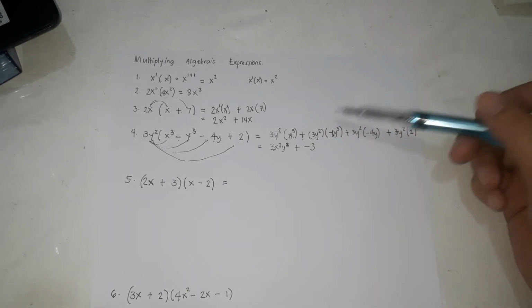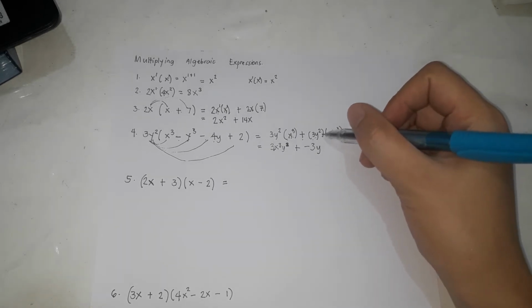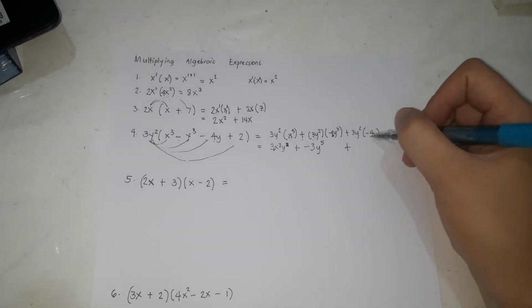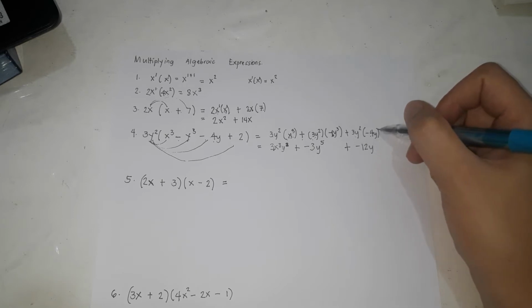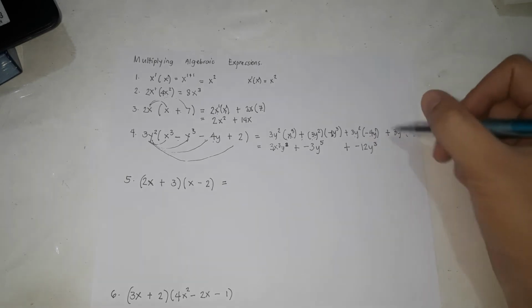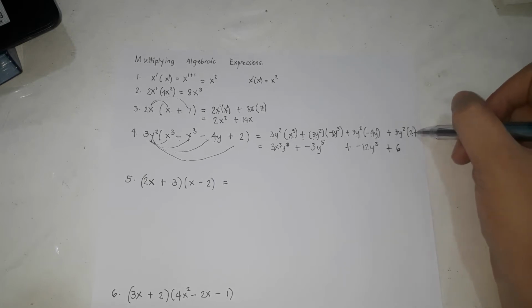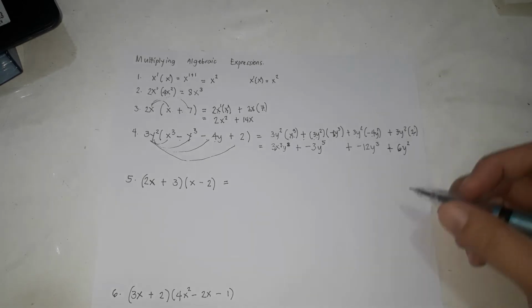Next, in here, the y's are the same, so we're going to do multiplication. For y, you add the exponent. So 2 plus 3 is equal to 5. Plus 3 times negative 4: multiply the numbers first, 3 times negative 4 is negative 12. Again, the letters are the same, so y, and add the exponents: 2 plus 1, because there's no exponent, is 3. Plus 3 times 2, 6. There are no variables here, so just copy y squared. So this is now the answer.